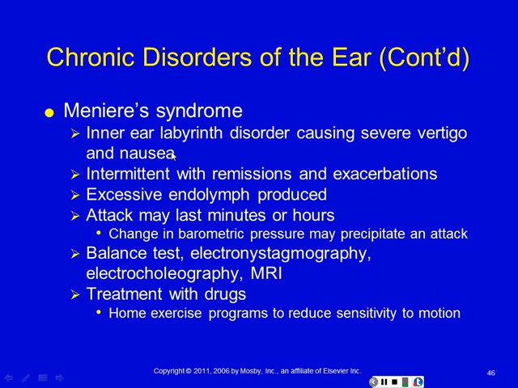The triggers can vary, but essentially it's a sudden onset of disequilibrium. So dizziness, feeling like the room is spinning. Oftentimes these patients can't keep their balance when they're in a Meniere's attack. And the attack can last for minutes, hours, or even days.